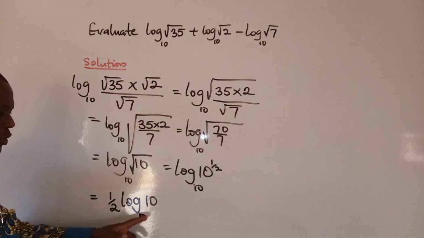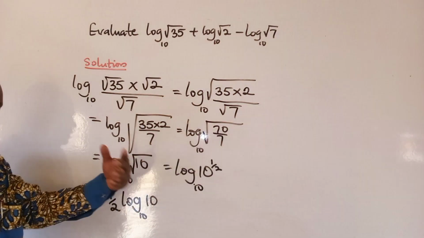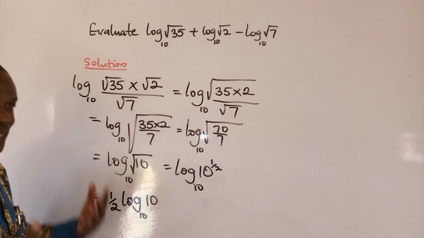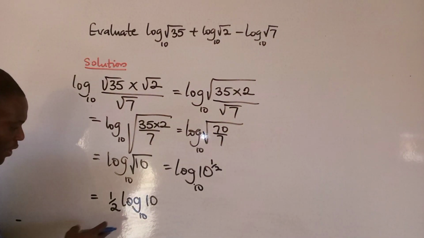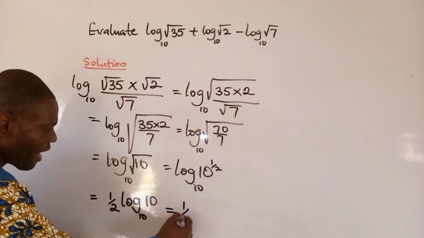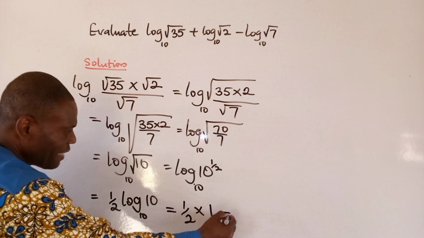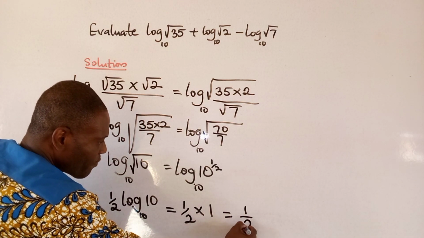The rule also states that log 10 base 10 is 1, log 7 base 7 is 1, log 8 base 8 is 1. So at this point we say that it's half times 1, because log 10 base 10 is 1. So the answer here is half.